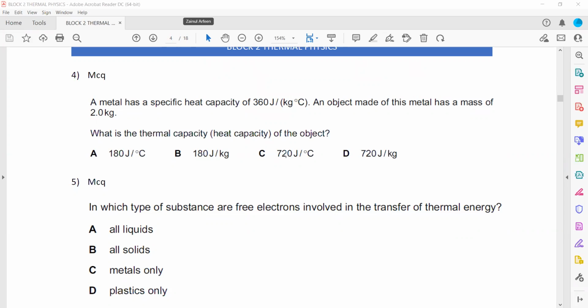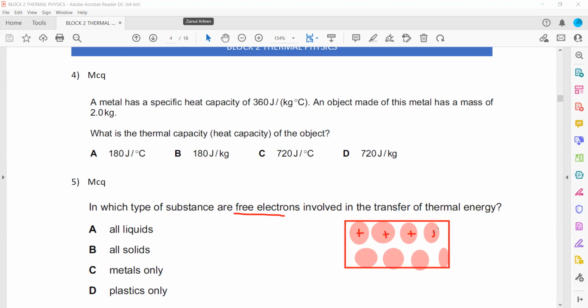In which type of substance are free electrons involved in transfer? Not all materials contain free electrons. The free electrons are present in the structure of a metal, because the structure of a metal consists of a lattice of positive ions, the cations, and delocalized electrons. Not all materials, for example a piece of wood or glass, contain any free electrons. Their electrons are bonded. They have a molecular structure, a giant or macro structure, but they don't have free electrons.